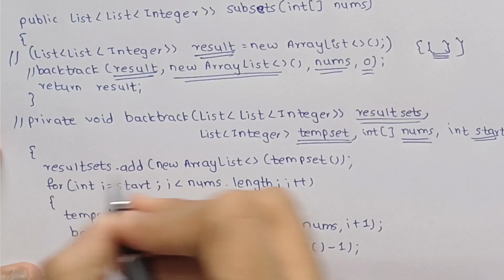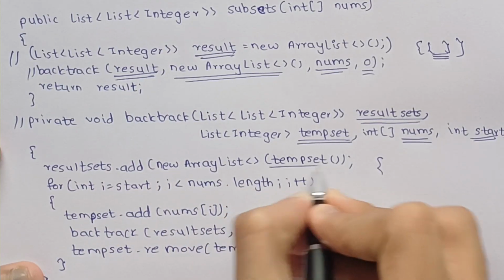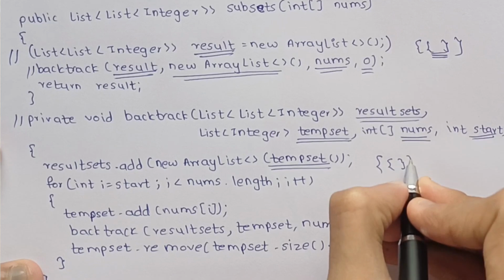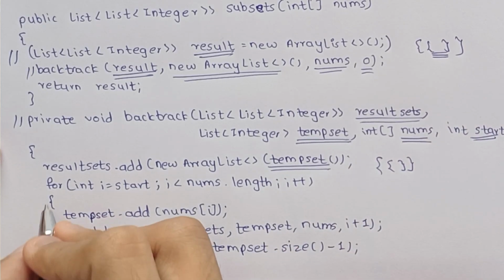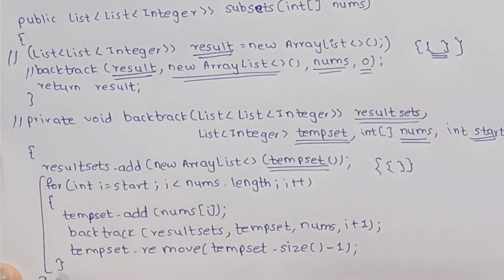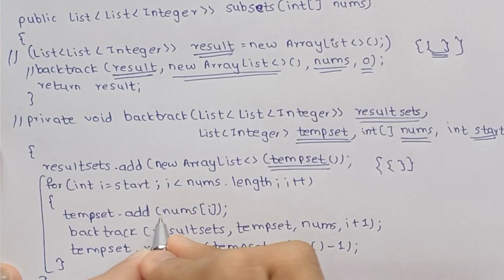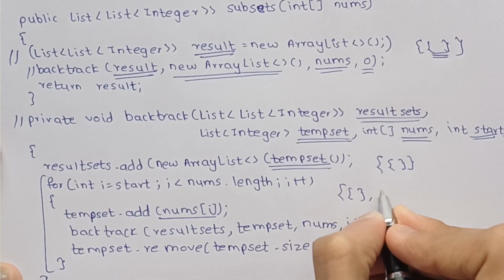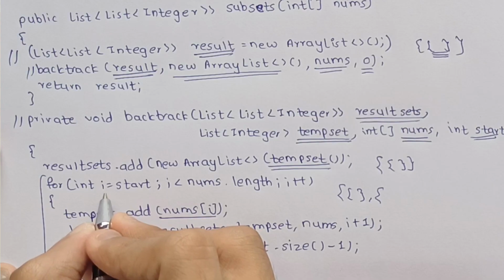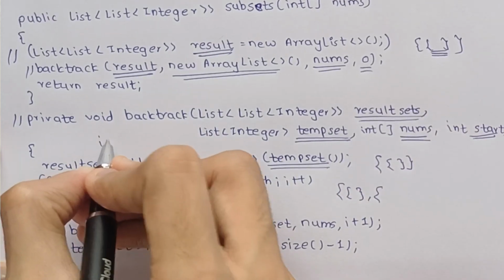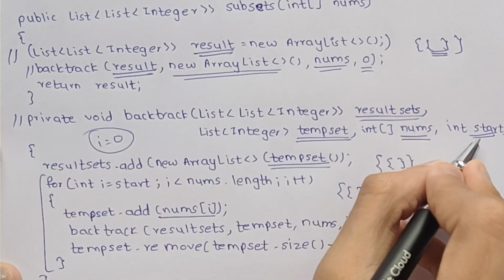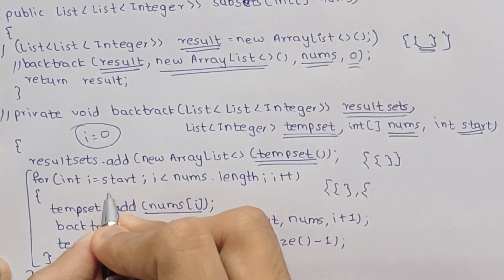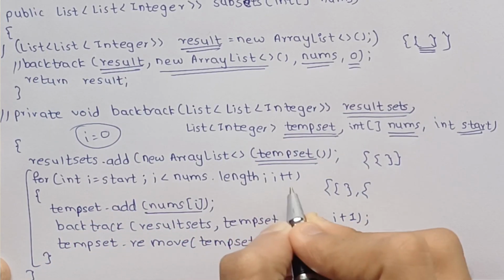In this, we will simply add the temporary set into the result set. So the temporary set will look like this, empty, and we will implement the for loop in which we will put all those elements. Nums of i, nums of 0 is 1. So at the start we have put in the null value, and then we will start at 1. Initially i is equal to 0, because we have taken start equal to 0. So here is 0, and n is 3, and i plus plus.